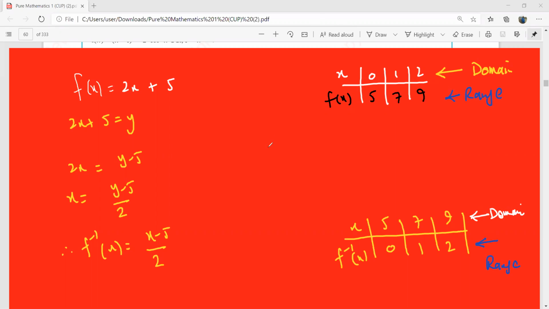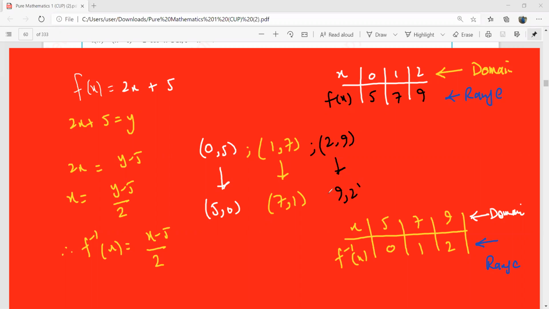Look, there was a point 0, 5, and now that point has become 5, 0. There was a point 1 comma 7, and now there is a point 7 comma 1. There was a point 2 comma 9, and this point is going to be 9 comma 2.